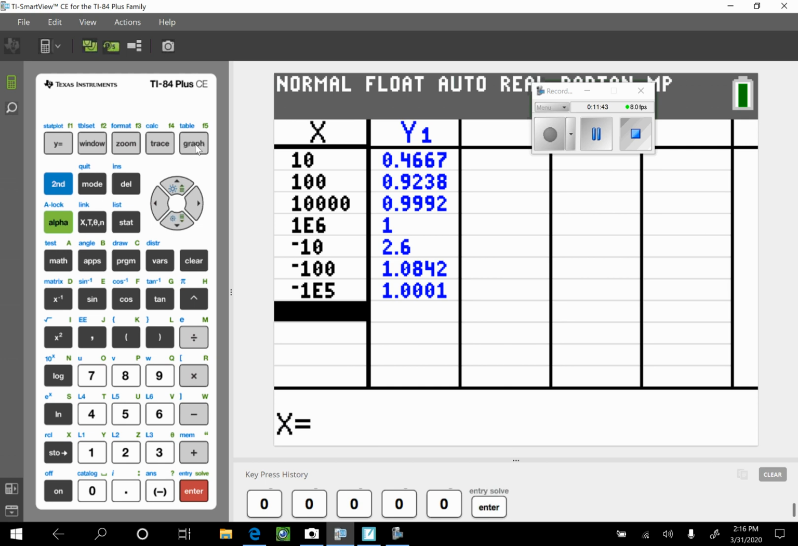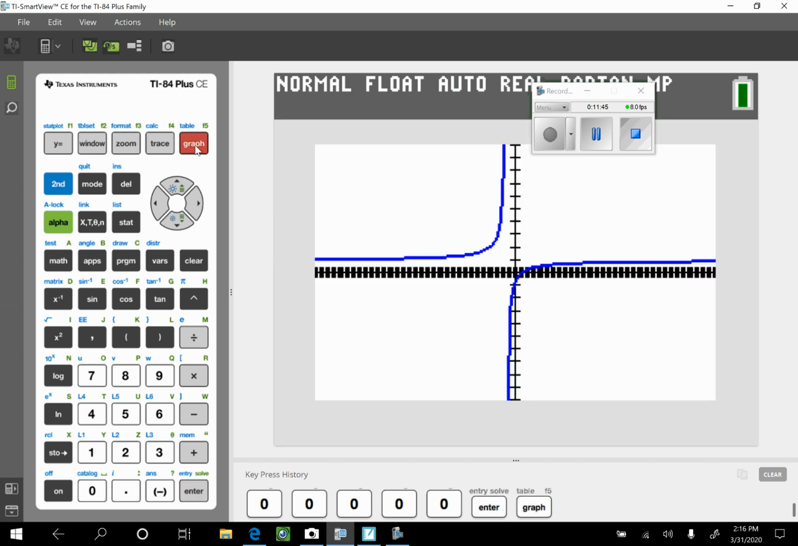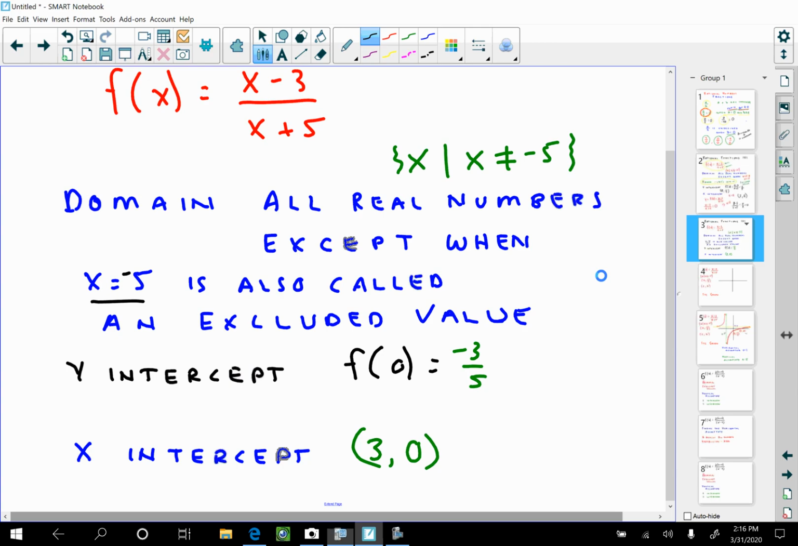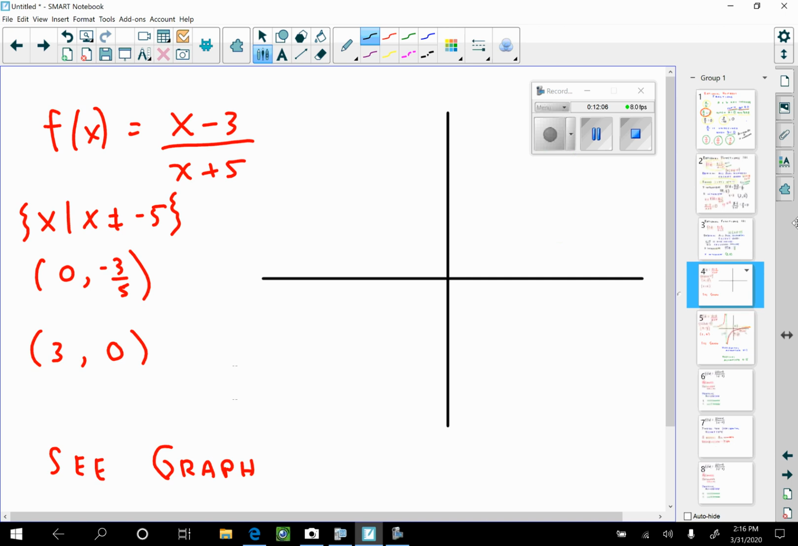Keep in mind, you can pause the video to see what's happening, to keep track of everything. What's happening as x gets big, this graph is approaching 1. As x gets small, the graph is approaching 1. And I'm going to put that on my smart notebook here, and I'm going to sketch the graph.